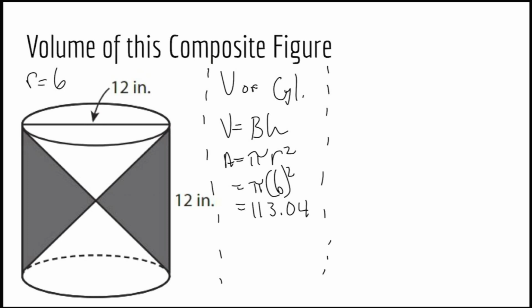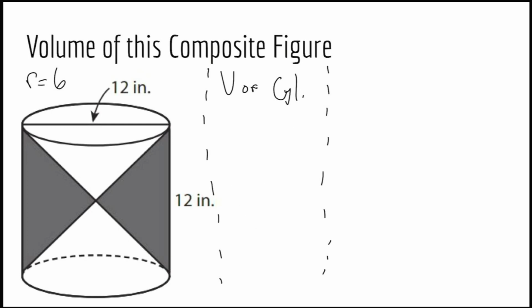I'm going to erase this part of the work. So if you want to copy it down, please ask the substitute to pause it. 113.04. Okay. So the volume is equal to base times height. The base is going to be 113.04.